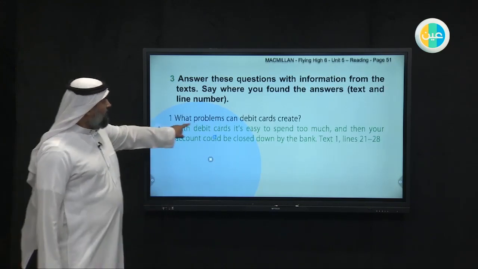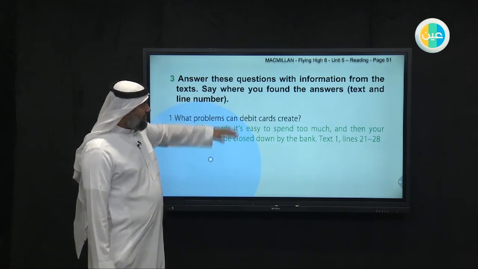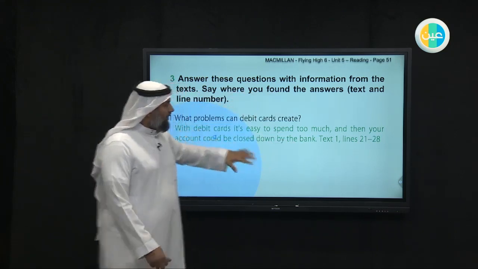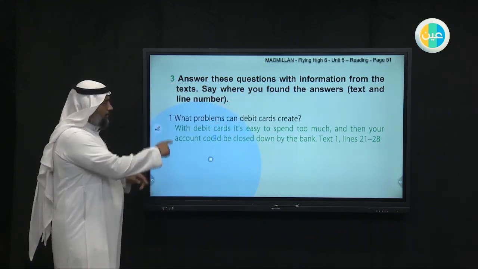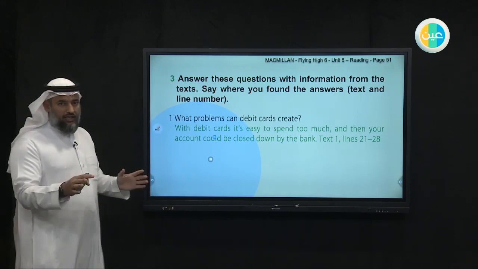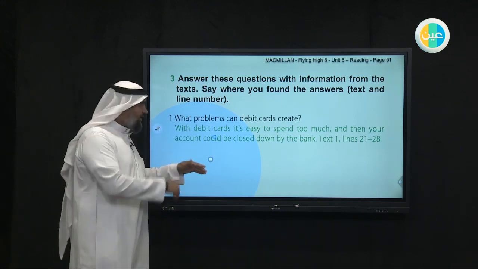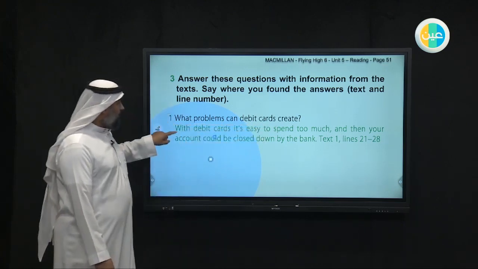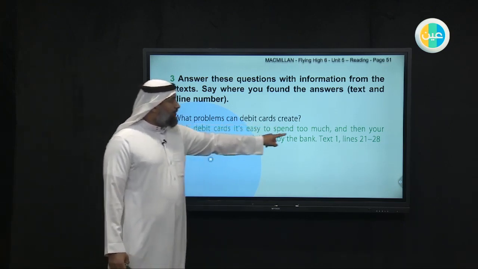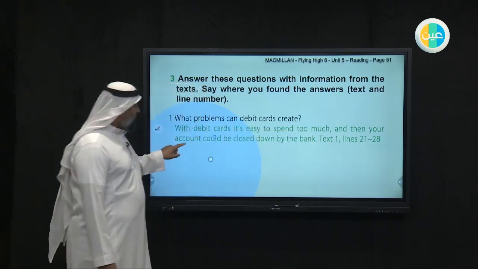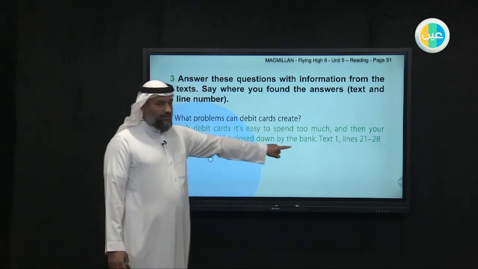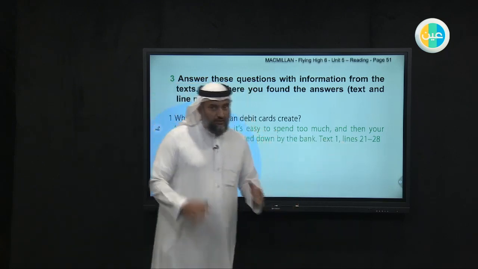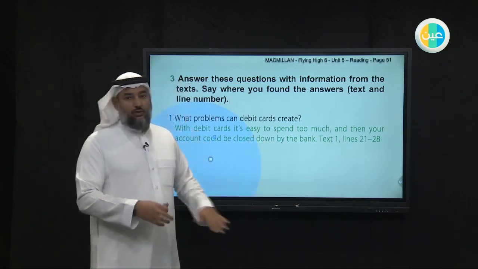Now, what problems, now this is a question. Answer these questions with information. Now we have to look at these questions. You have, I think, 9 questions. Look at them in your book and try to find the answers. For example, what problems can debit card create? With debit cards, it's easier to spend too much, and then your account could be closed down by the bank. Where did I find it? On text 1, line 21 and 28. So you have to look for that, for the questions, all of the questions.